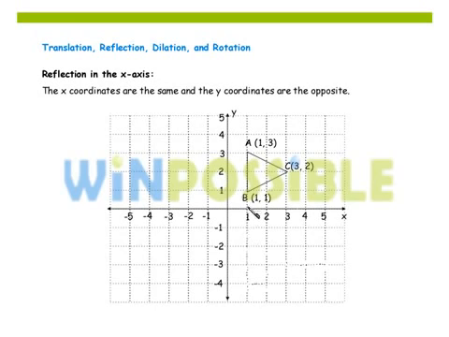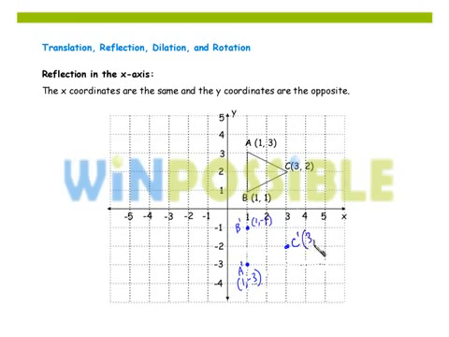Since B is 1 unit away from the x-axis, B prime is also going to be 1 unit away from the x-axis at (1, -1). So the x-coordinate is the same, the y-coordinate is the opposite. And A, with coordinates (1, 3), is going to be reflected down here to A prime at (1, -3). And C at (3, 2) will be reflected to (3, -2).